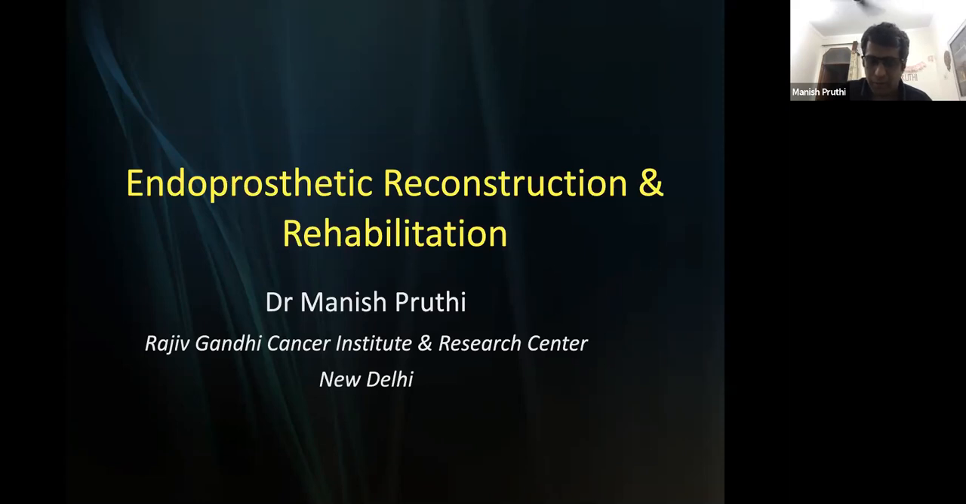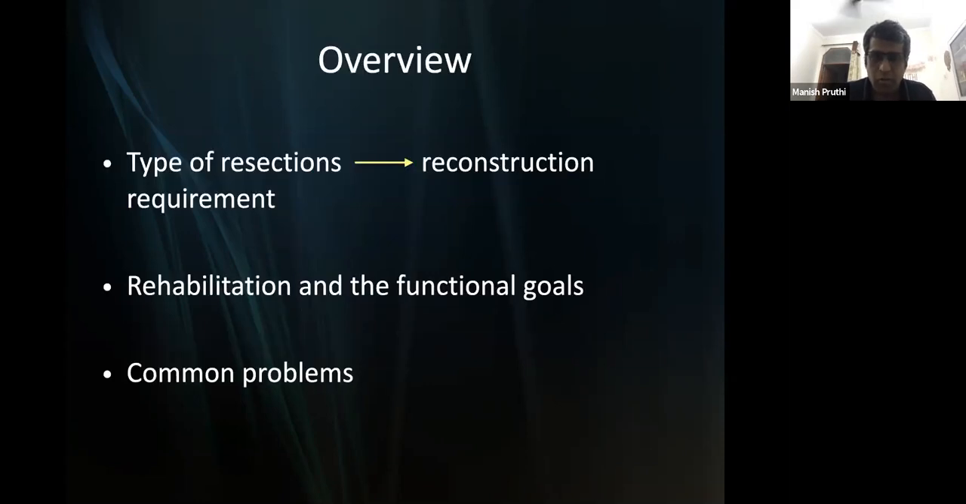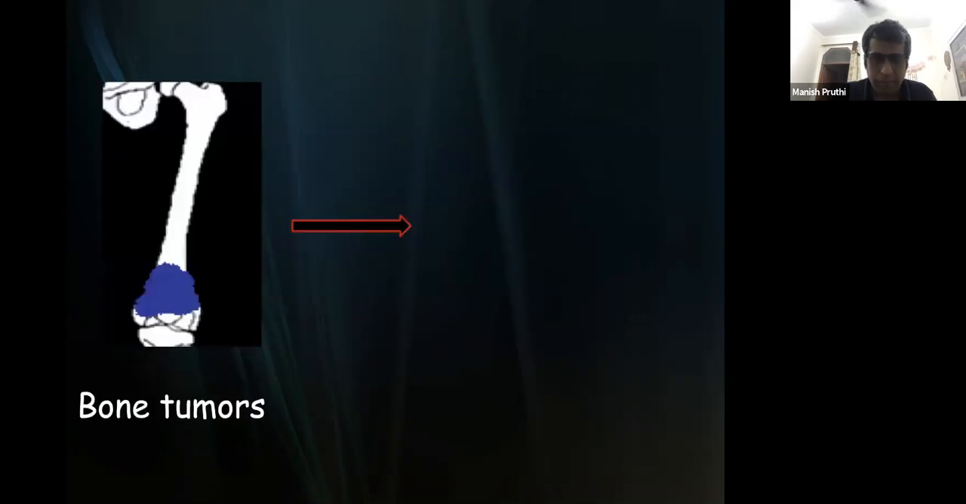And then finally we'll be discussing the problems that we face with the rehabilitation or the reconstruction options. So this is an overview of this presentation. First we'll be discussing the type of resections, then the reconstruction requirement, then the rehabilitation and the functional goals, and then the common problems that we face.